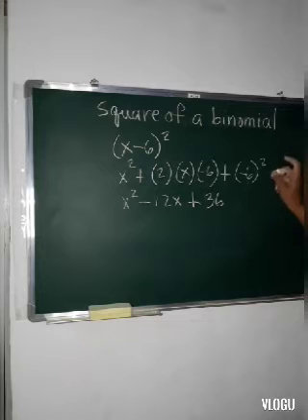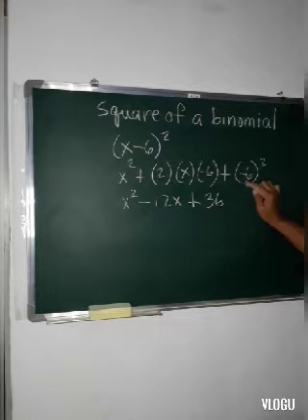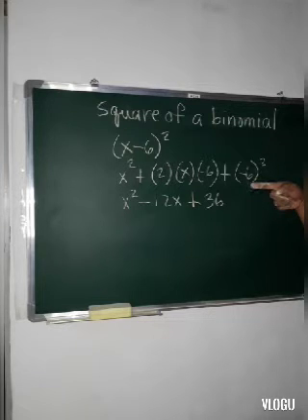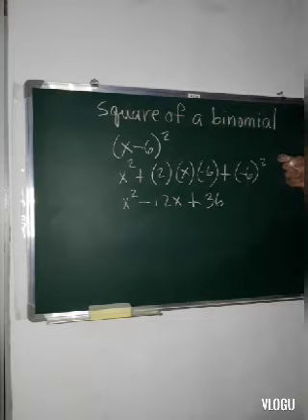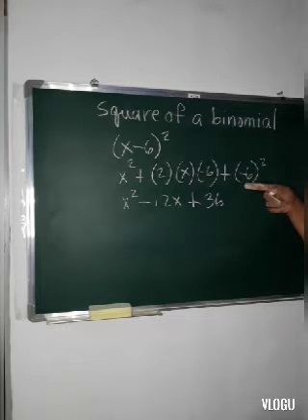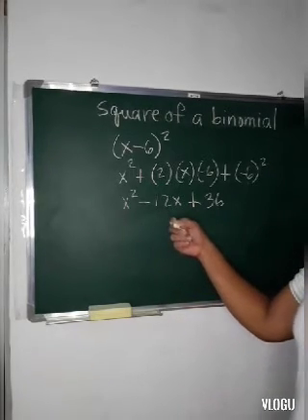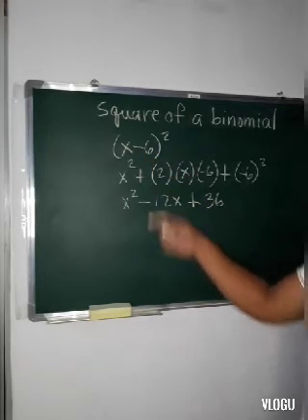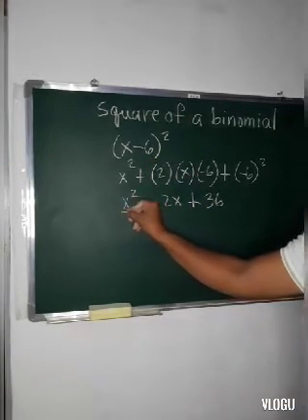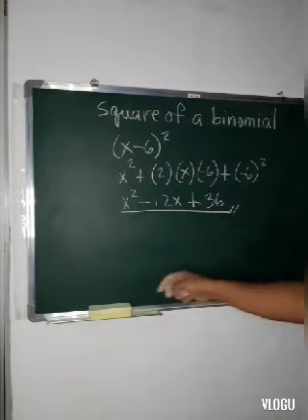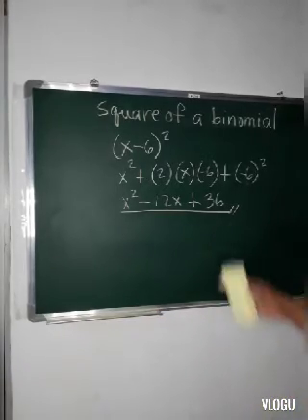Okay. So, when we are dealing with negative sign of the base and dealing with the exponent, if the base is negative sign and the exponent is even number, then the answer is always positive. But if the base is negative and the exponent is odd numbers, then the answer is always negative. So again, the answer for the square of x minus 6 is x squared minus 12x plus 36. Okay, I'll give you one last example for square of a binomial.